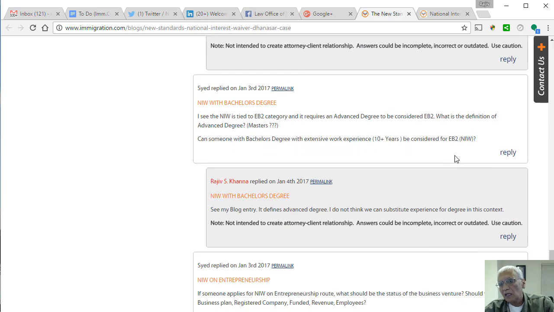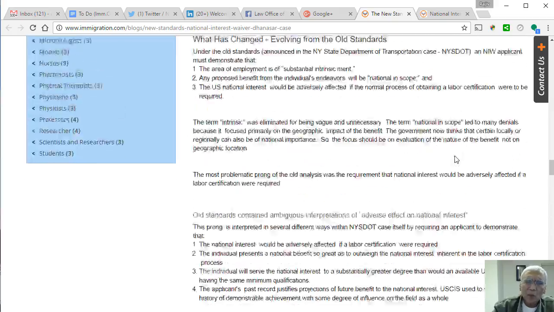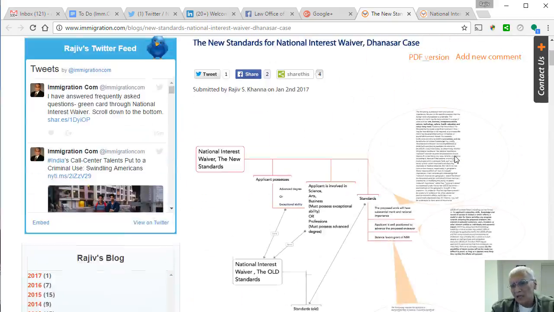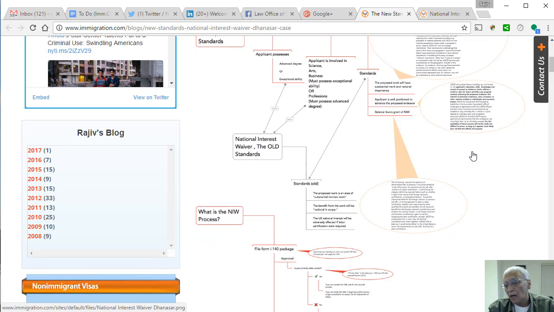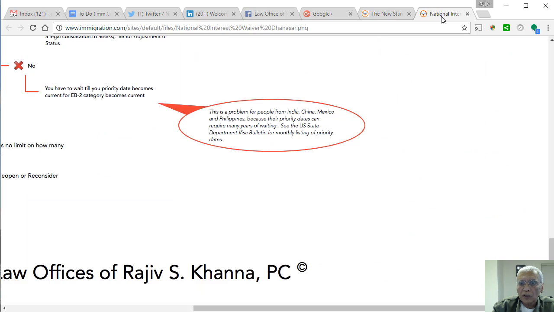Then somebody asked me, can a bachelor's degree with extensive work experience get the EB-2 possibility? And I said, well, you can't. I want to point something else out to you. There's something weird about the regulations which had been largely ignored, but it might become relevant at some point. So keep this in mind. I will point that out to you. Give me 1 second.